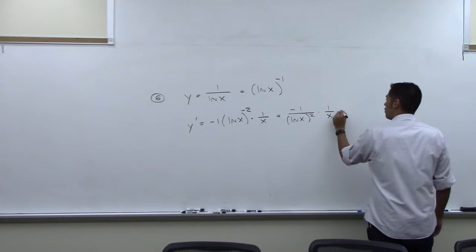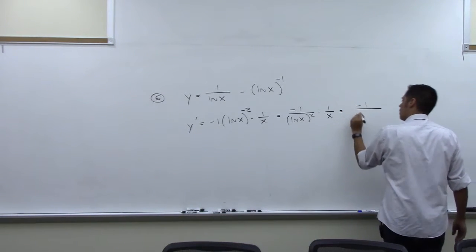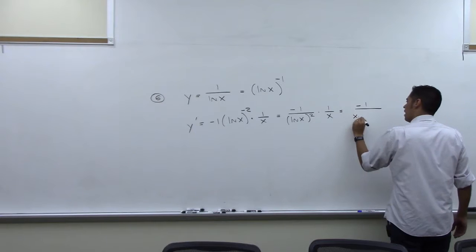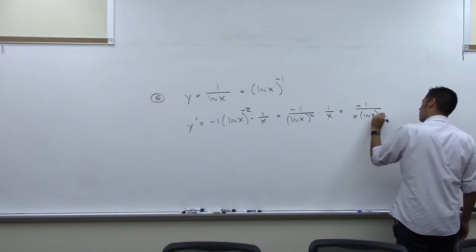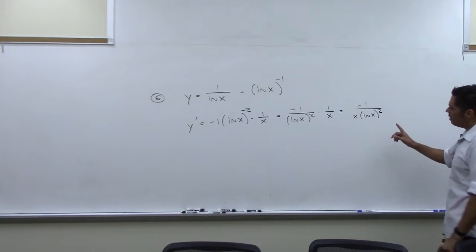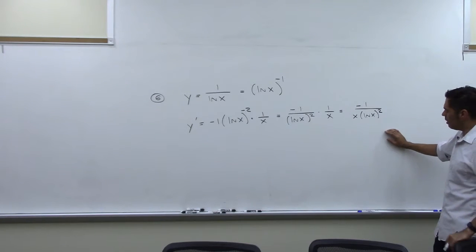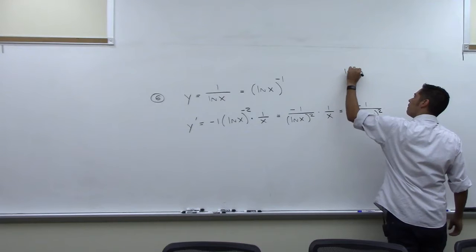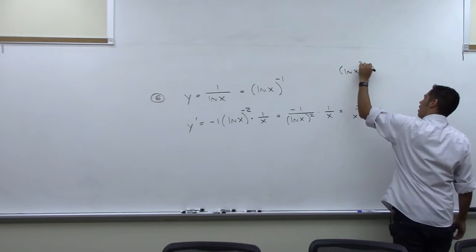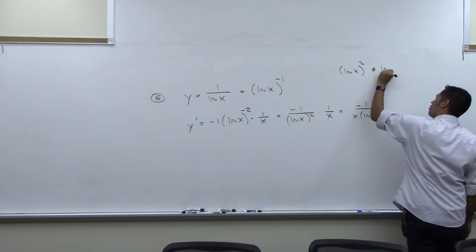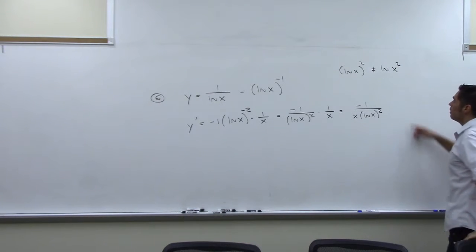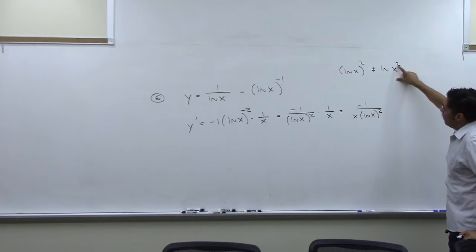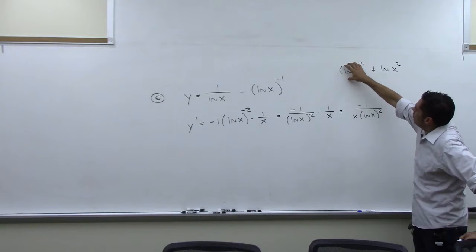And I'll do one more step. Negative 1 over, I'm going to put the x in front of this, x, and then the entire quantity natural log of x squared. Now I want you to be mindful of this. This right here, natural log of x, that whole thing squared, is not the same as natural log of x squared. Here, the squaring is occurring on the x. Here, the squaring is occurring on the entire function.